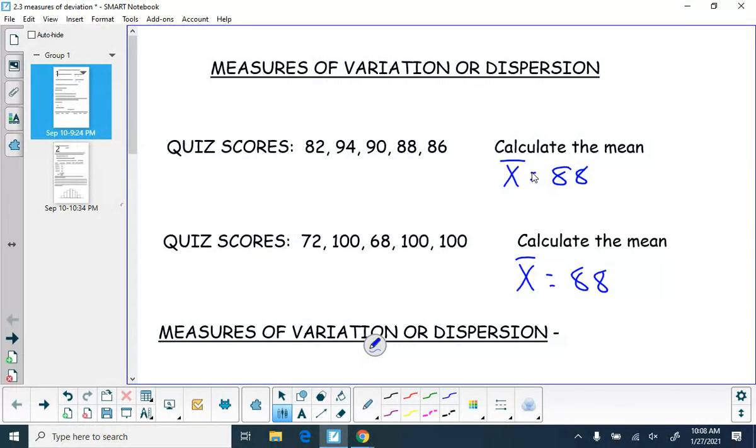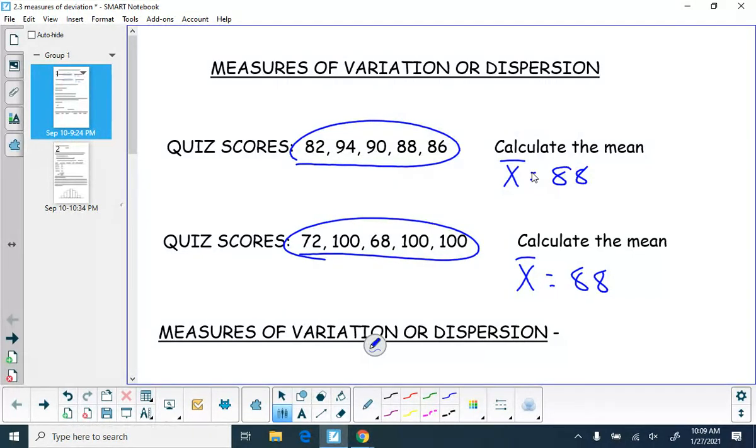Now let's take a look at the data. What I want you to do is write a sentence that compares these two sets of data. Compare and contrast, whatever. If I compare these two sets of data, are they similar to each other? Are they different somehow? How would they be different, or how are they the same? Write a statement comparing these two sets of data.